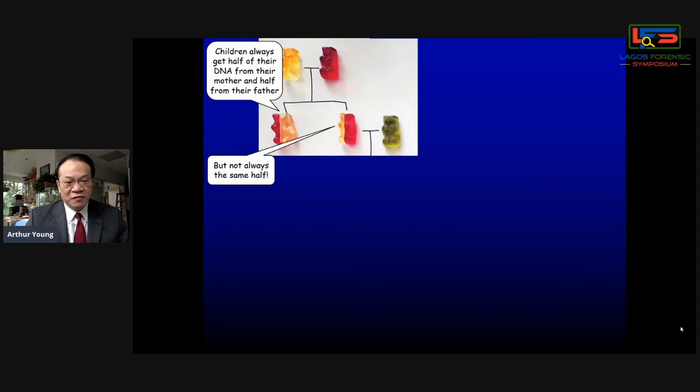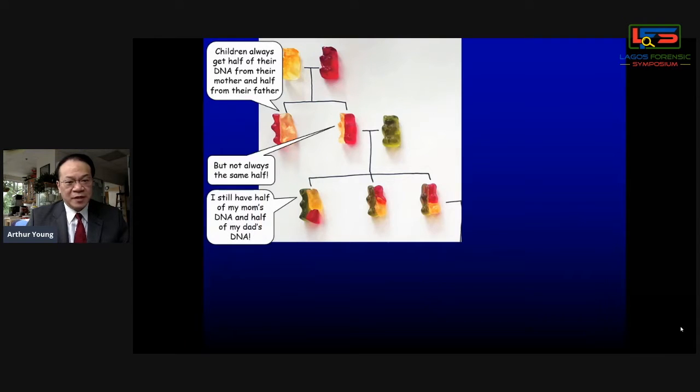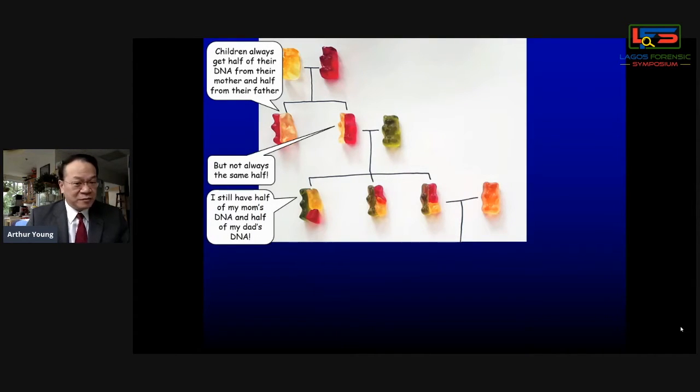So let's say that one of the bears meets a nice little green bear, and they have several cubs of their own. And you'll note that each cub gets 1/4 of the yellow bear, 1/4 of the red bear, but half of the green. And that's because each bear gets half from mom and half from dad. It's just that the half that comes from the yellow-red bear just varies.